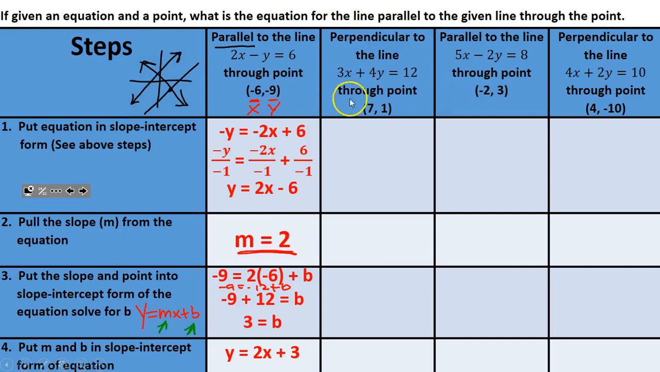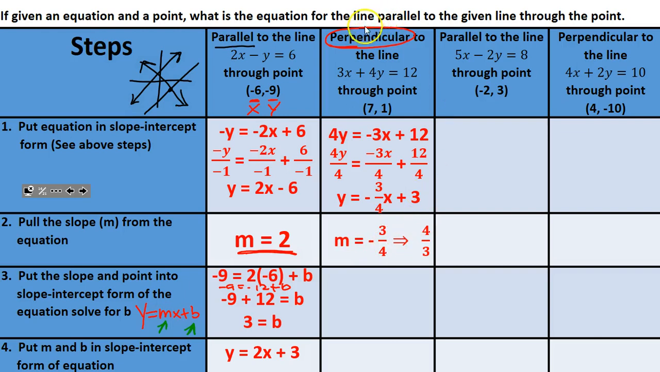Okay, so now this next problem is similar. The main difference is that now we're talking about what kind of a slope? A perpendicular slope. So go ahead and once again put it in y equals mx plus b format first. So when we do that, again, we're going to subtract the 3x from both sides. We're going to divide everything by 4. So when we do that, we get y is equal to negative 3/4 x plus 3. Once again, right here, we're going to pull this slope. But this time, because it says perpendicular up here, we're going to change it to positive, and we're going to flip the numerator and denominator.